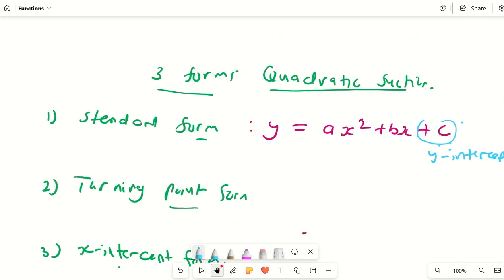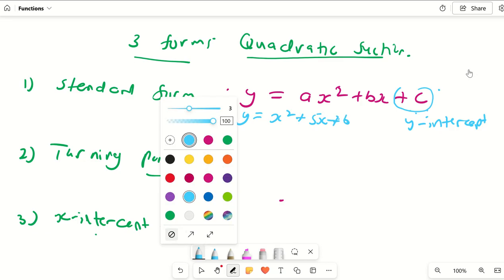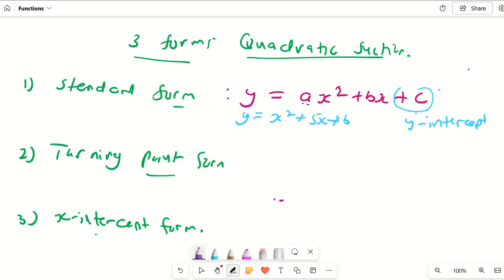If you get a function like so, as an example, y equals x squared plus 5x plus 6, right? This expression is in this form, standard form. Why? I've got x squared with something in front of it. That's my a. That's basically 1. Then I've got x, and I've got something in front of it, in this case 5. That's my b. And then at the end, I've got my c.